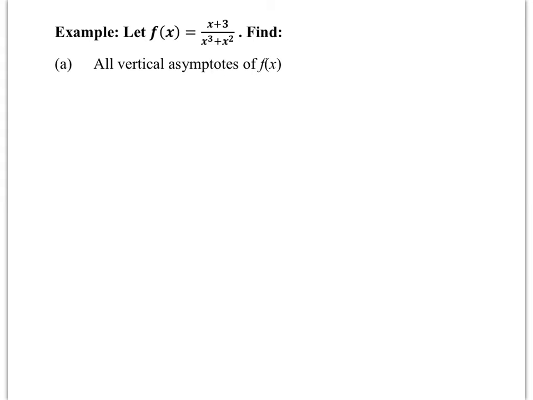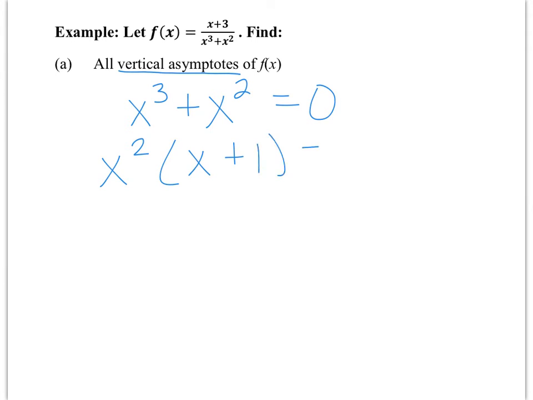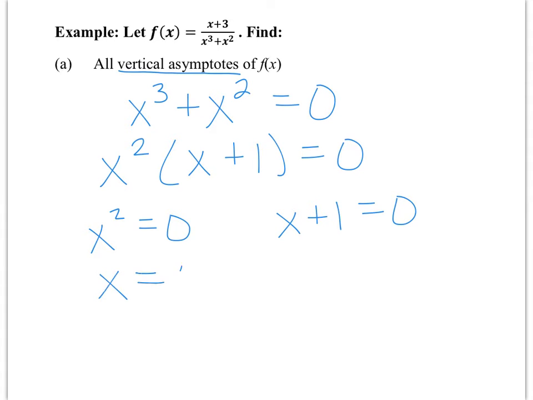So we want to find all the vertical asymptotes of f of x, and then we're going to work on finding their limits. So remember, vertical asymptotes happen when the denominator would equal 0. So we want to know, when does x cubed plus x squared equal 0? Okay, so to solve this, I'm going to factor out an x squared. I'm left with x plus 1 equals 0. I set each factor equal to 0, so I have x squared equals 0, x plus 1 equals 0. So I have vertical asymptotes when x equals 0 and x equals -1.